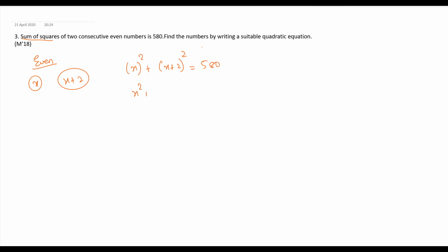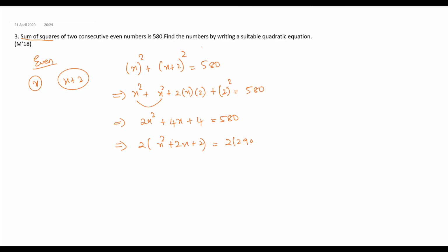That means (x + a + b) whole square will be x square plus 2ab plus b square, which is again equal to 580. Okay, that means x square plus x square will give us 2x square plus 2 2s are 4x plus 4 is equal to 580. Now taking 2 common on both sides, we'll be left with x square plus 2x plus 2, and 2 common this side, it is 290.